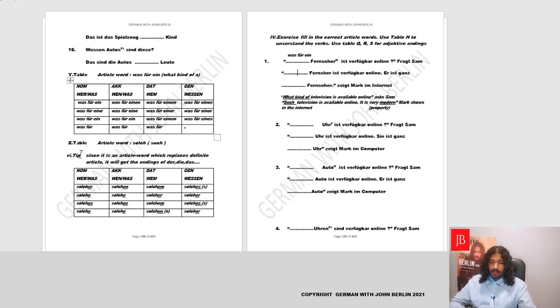So you'll be going to the next table and find what is available. Yes, again, ist is a nominative verb and it's the subject as well. So it's basically such, it's masculine. So you'll say solcher. So the other person says, solcher Fernseher ist verfügbar online. And he further adds, it is very modern television.